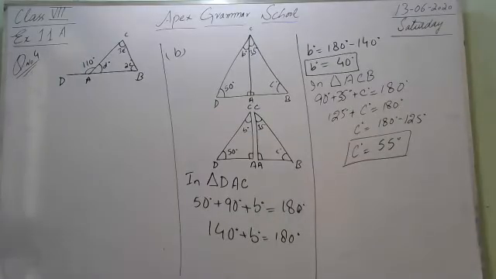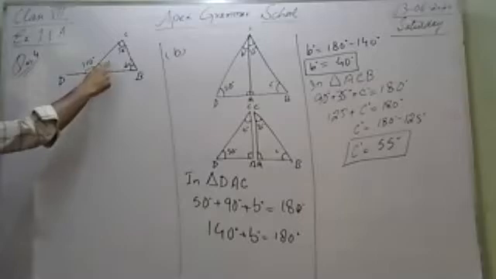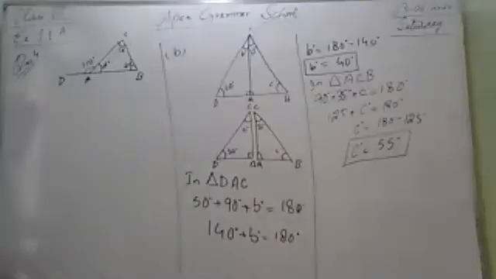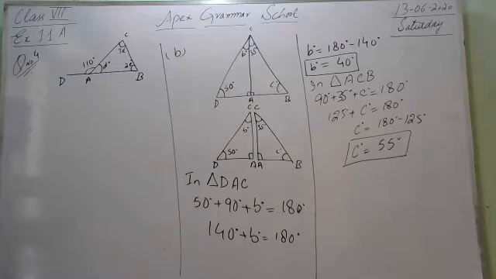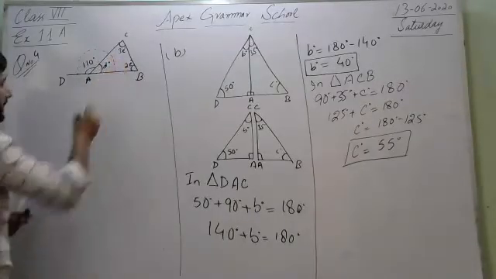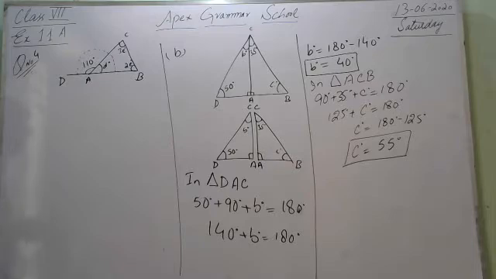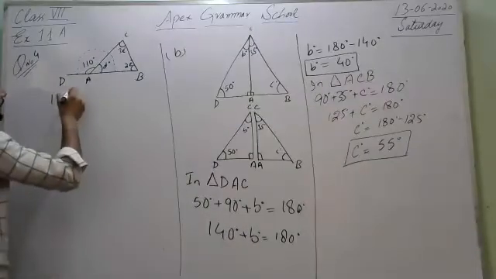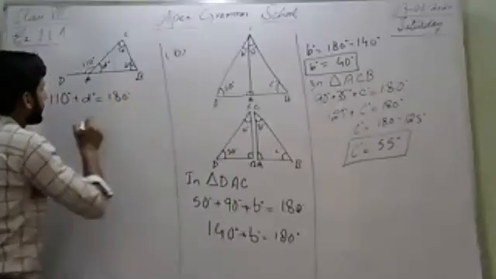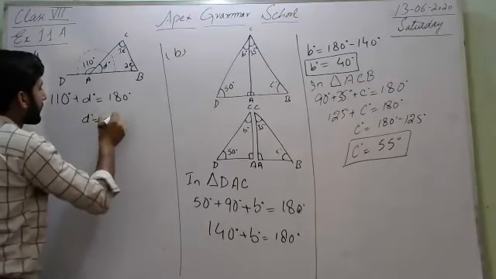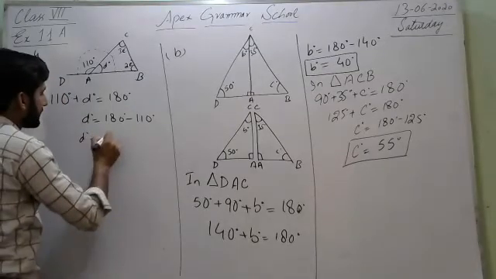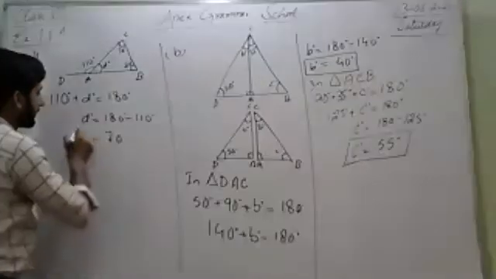In C part, 110 is the exterior angle, D, 3E and 2E are interior angles of this triangle. According to the straight line angle, you know that a straight line angle equals 180 degree. So 110 degree plus D degree equals 180 degree. D degree equals 180 minus 110 degree. So the D degree is 70 degree.